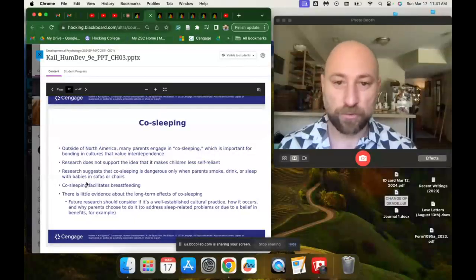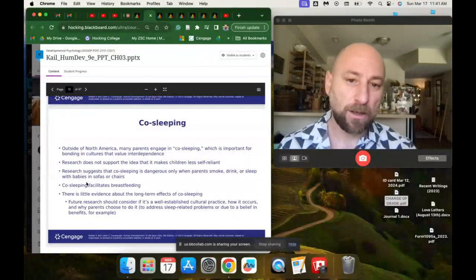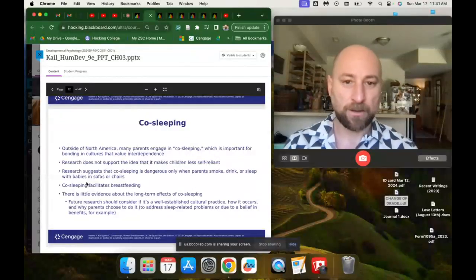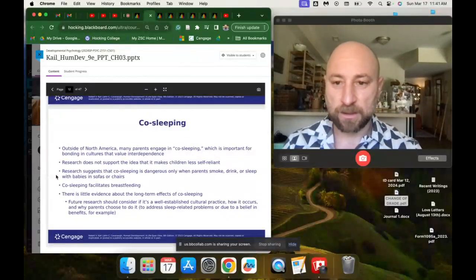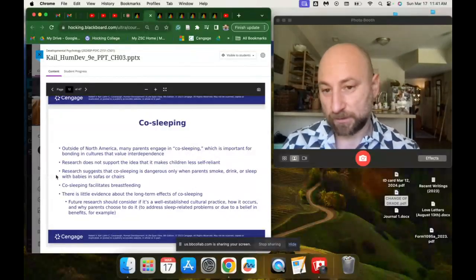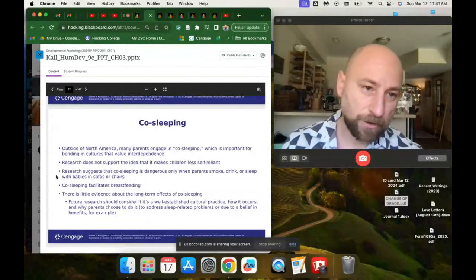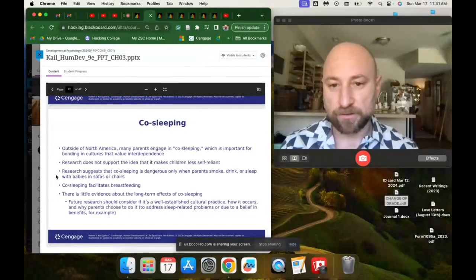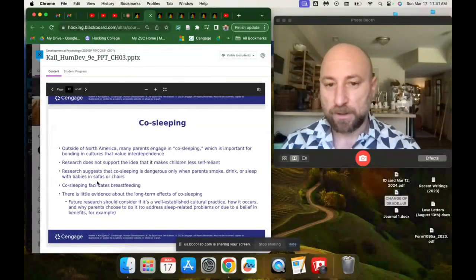Research suggests that co-sleeping is dangerous only when parents smoke, drink, or sleep with babies on sofas or chairs. You don't want to accidentally smother your baby, essentially getting too drunk or sleeping in a chair or something. Obviously, secondhand smoke is not good. Co-sleeping facilitates breastfeeding. A lot of times, mother and baby can get more sleep if the baby can just quickly nurse and everyone can get back to sleep.